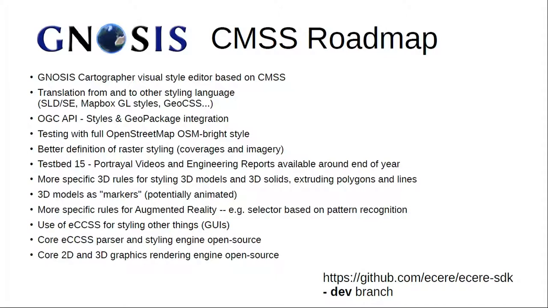So that's going to be very powerful, I think. So we're working on integrating with that as well. Eventually, we're also working on testing with the full OpenStreetMap OSM Bright style, trying to make it look as close to it as possible. As one example of testing how well this works, we're improving the definition of how to style the raster data, like coverages and imagery.